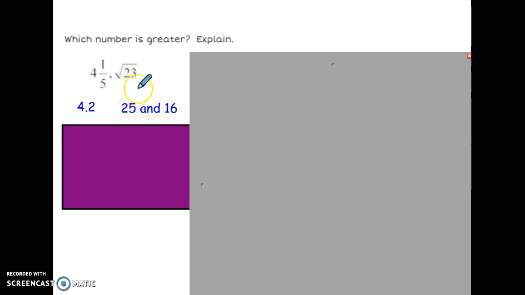Well, is that going to be closer to 25 or to 16? It's going to be closer to 25. And the square root of 25 is 5. So since that's 5, what I can do here is decide which number is greater. It's easy for me to decide what's going to be bigger, 4.2 or 4 point close to 5, because it's not 25, it's close to 25, so it's probably going to be like 4.8, close to it or so. And so this is going to be my larger number.